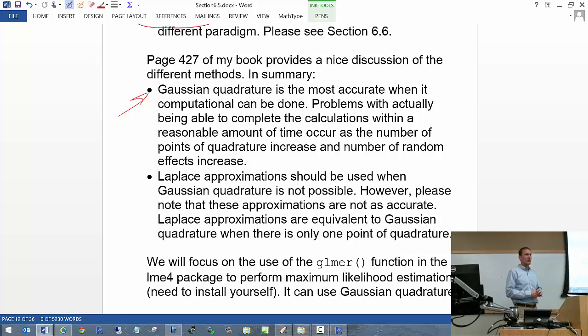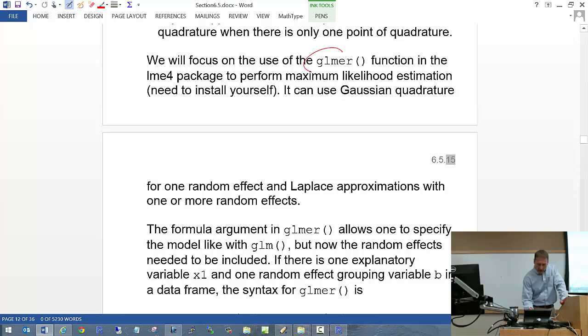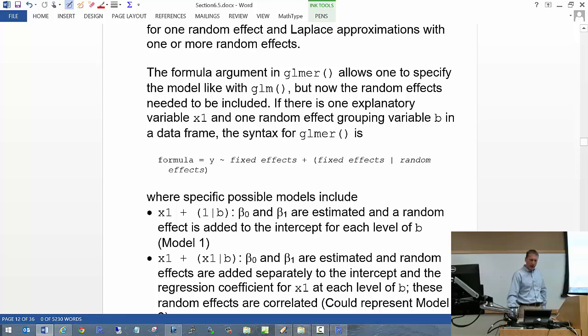So the function that we're going to be looking at in R that does this, and this is one of the most popular ones, is GLMER. This is from the LME4 package, Linear Mixed Effects. You have to download that package from the R website to use it, just like how we've done other packages in the past. Now, before we actually use the function in practice, I need to talk about some of the syntax in this function, because it can be a little bit weird at first.